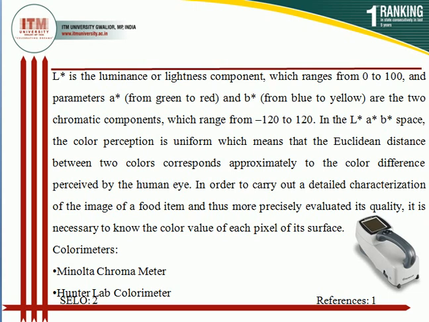Here L is the luminance or lightness component, which ranges from 0 to 100, and parameter A from green to red and B from blue to yellow. Here are the two values. Green to red means plus value depicts green and minus value depicts red. And B value depicts blue and yellow, plus B value depicts the blue range, and minus B value depicts yellow range. These are the two chromatic components which range from minus 120 to 120.